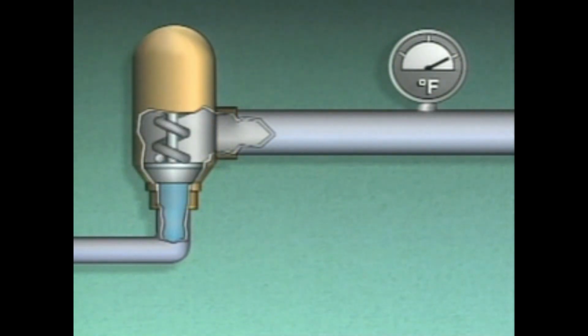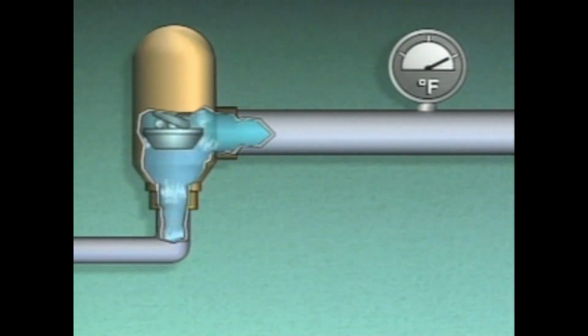This valve controls the flow of refrigerant through a section of pipe. When the valve is opened, the refrigerant flows through the pipe past a thermometer. As the refrigerant flows out of the valve, its pressure decreases. This drop in pressure also causes the temperature of the refrigerant to drop.